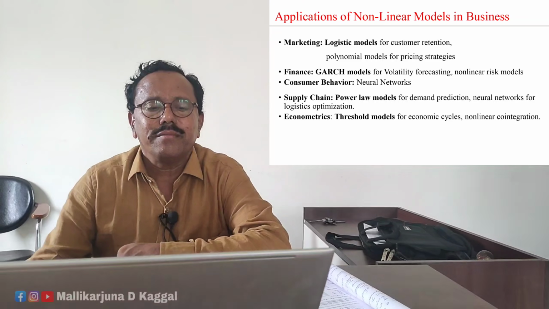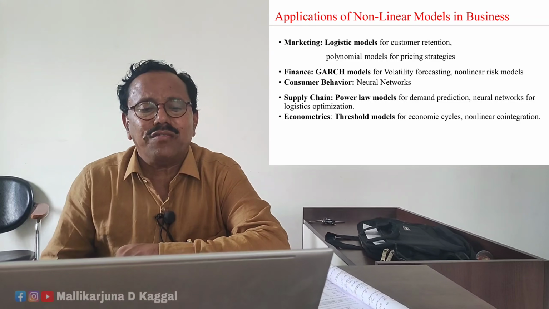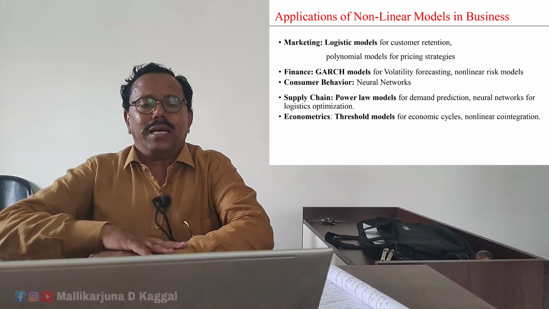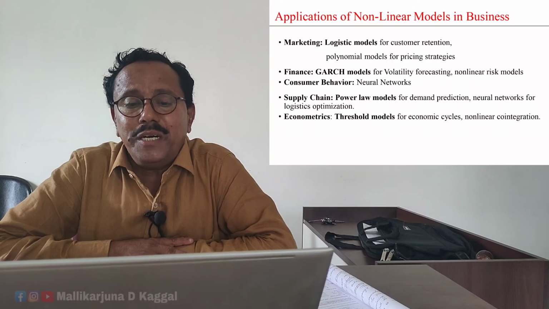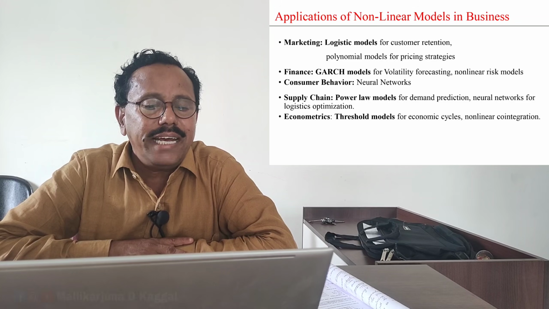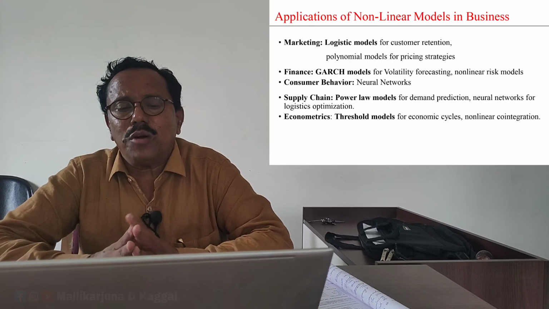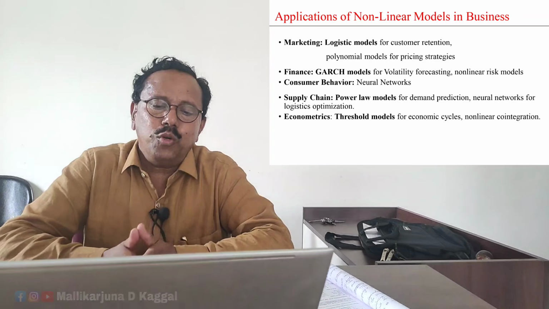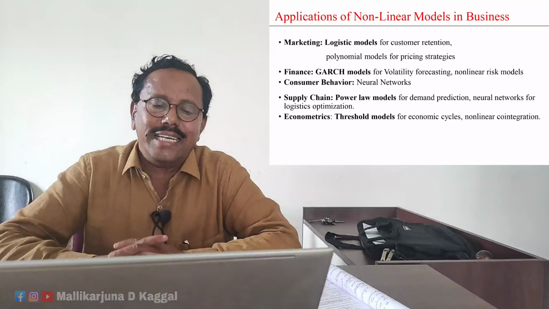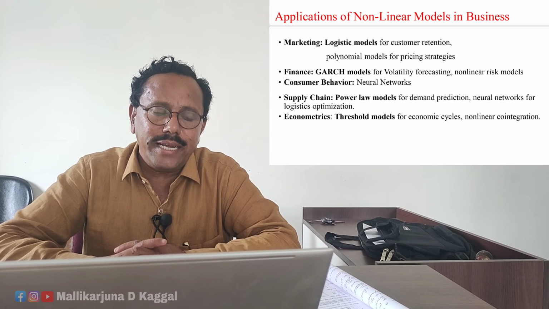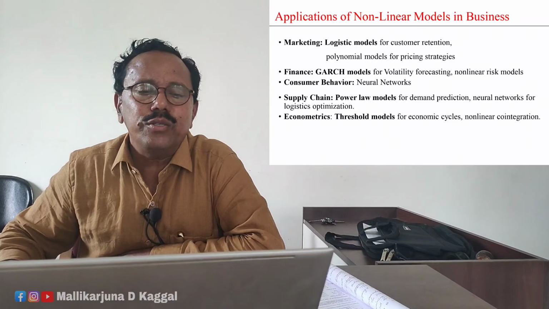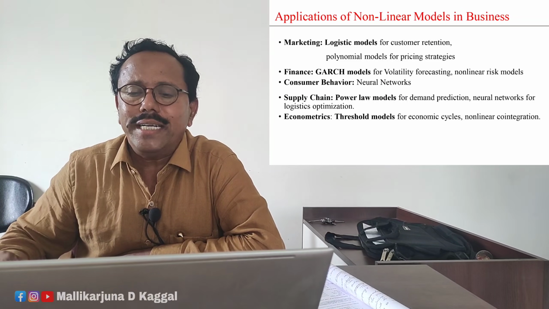In the subject of consumer behavior we use neural networks. In supply chain management we use power law models. For demand prediction and logistic optimization we use neural networks. In econometrics we use threshold models for the economic cycle, that is, up to a threshold limit there is one regime, and beyond that there is another. We can call it a regime change or regime shift. These are all used in the case of non-linear models.